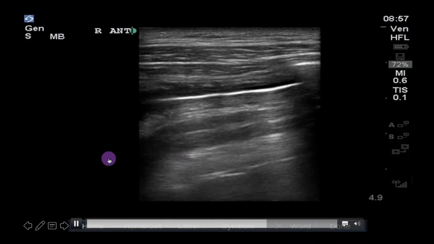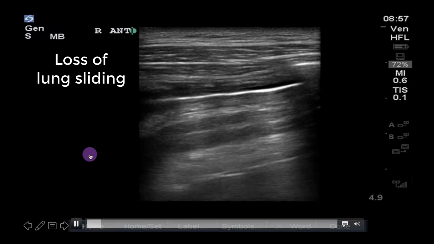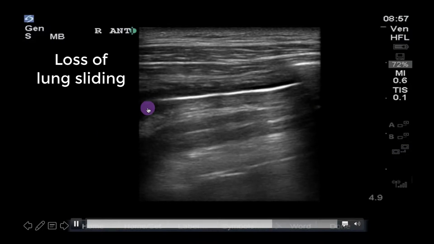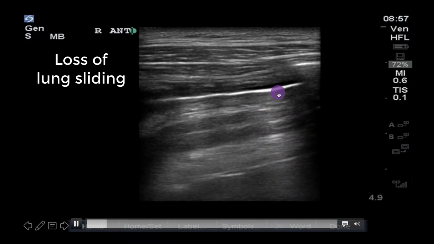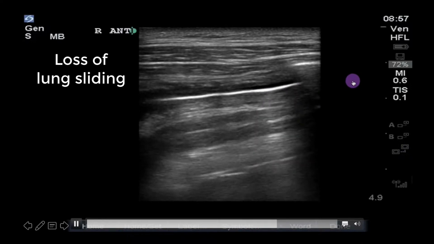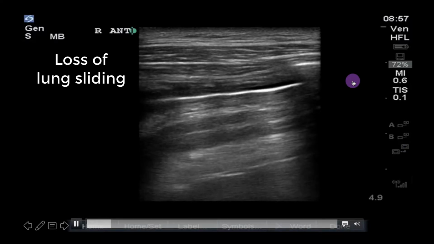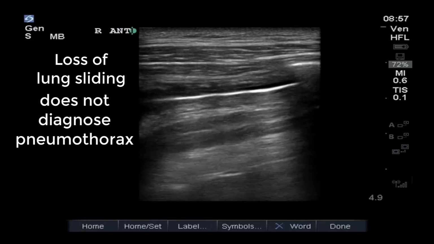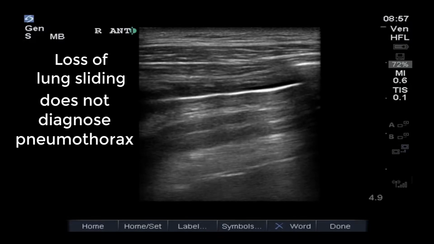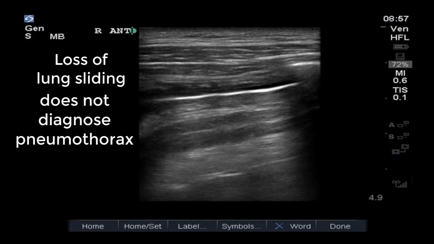Here is an image of loss of lung sliding. We can still see that there is some motion happening, but this is not the shimmering we saw previously and is simply due to motion of the chest wall. Loss of lung sliding and pulse alone do not indicate that there is definitely a pneumothorax present. Rather, presence of lung sliding or pulse exclude pneumothorax at that point.